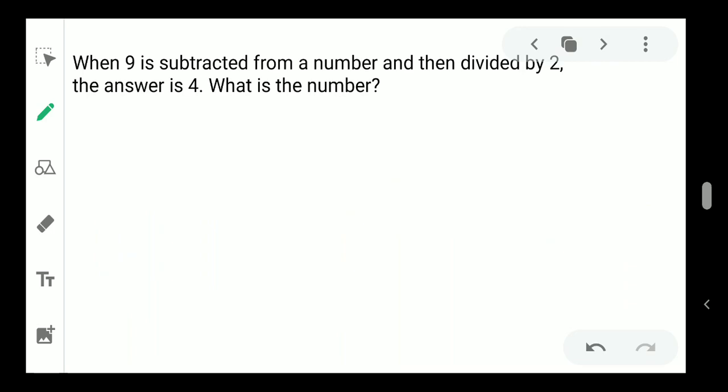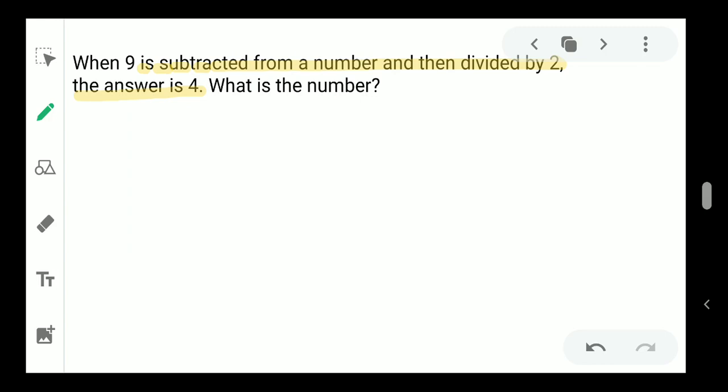This is a little bit interesting. When 9 is subtracted, so this we have to solve. When 9 is subtracted from a number and then divided by 2, the answer is 4. See, the condition is this one. What is my condition? My condition is this whole part. With that condition I will write one equation. So what is the number?